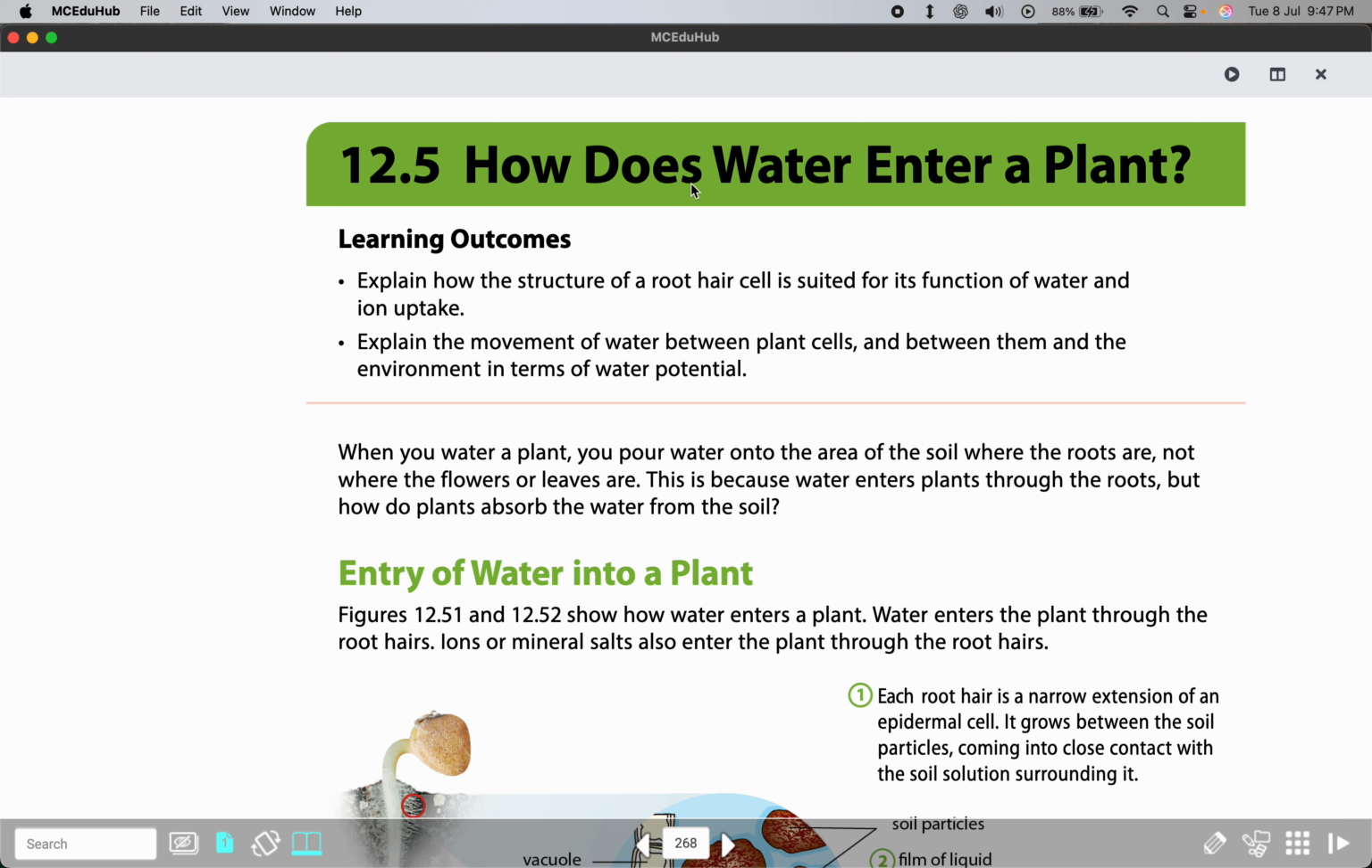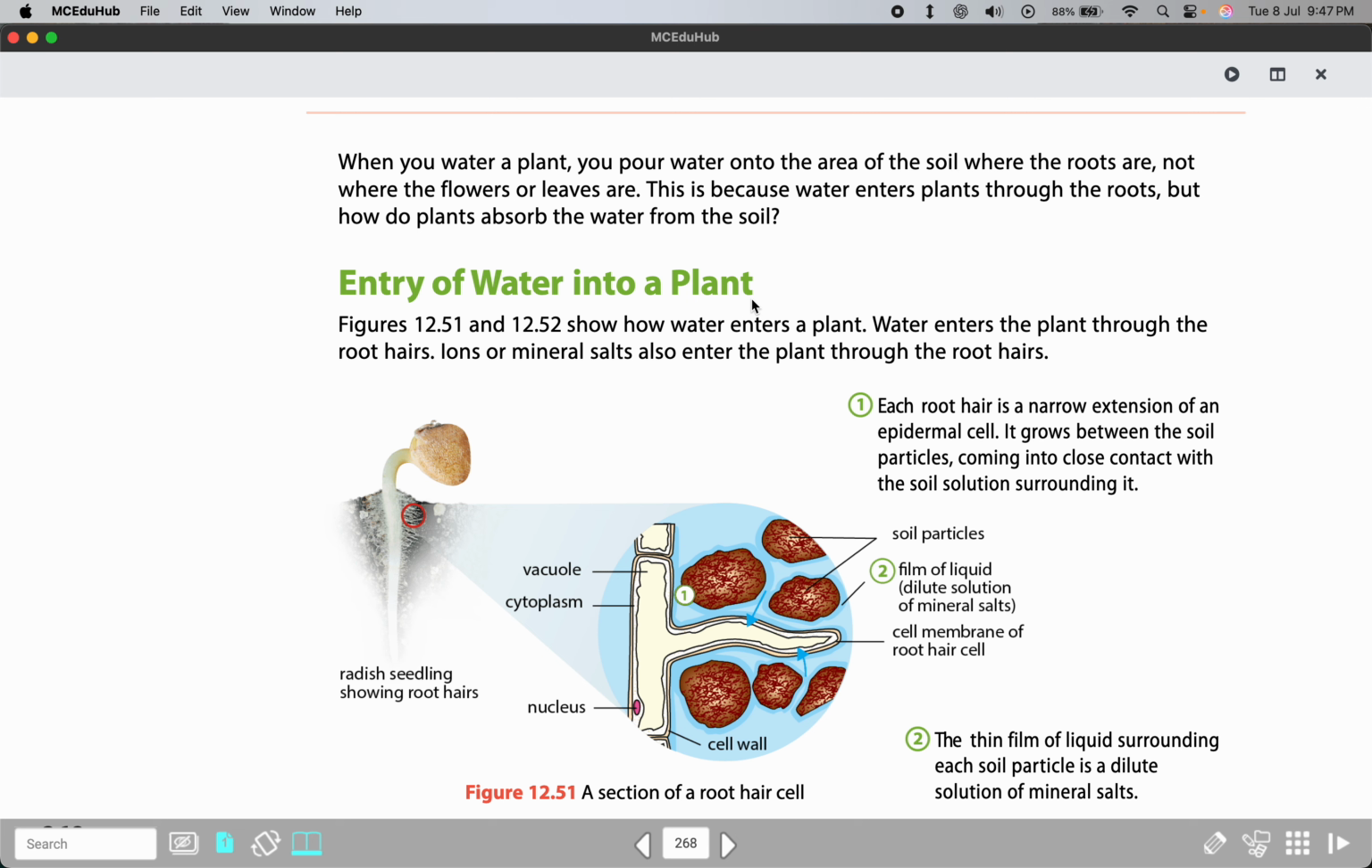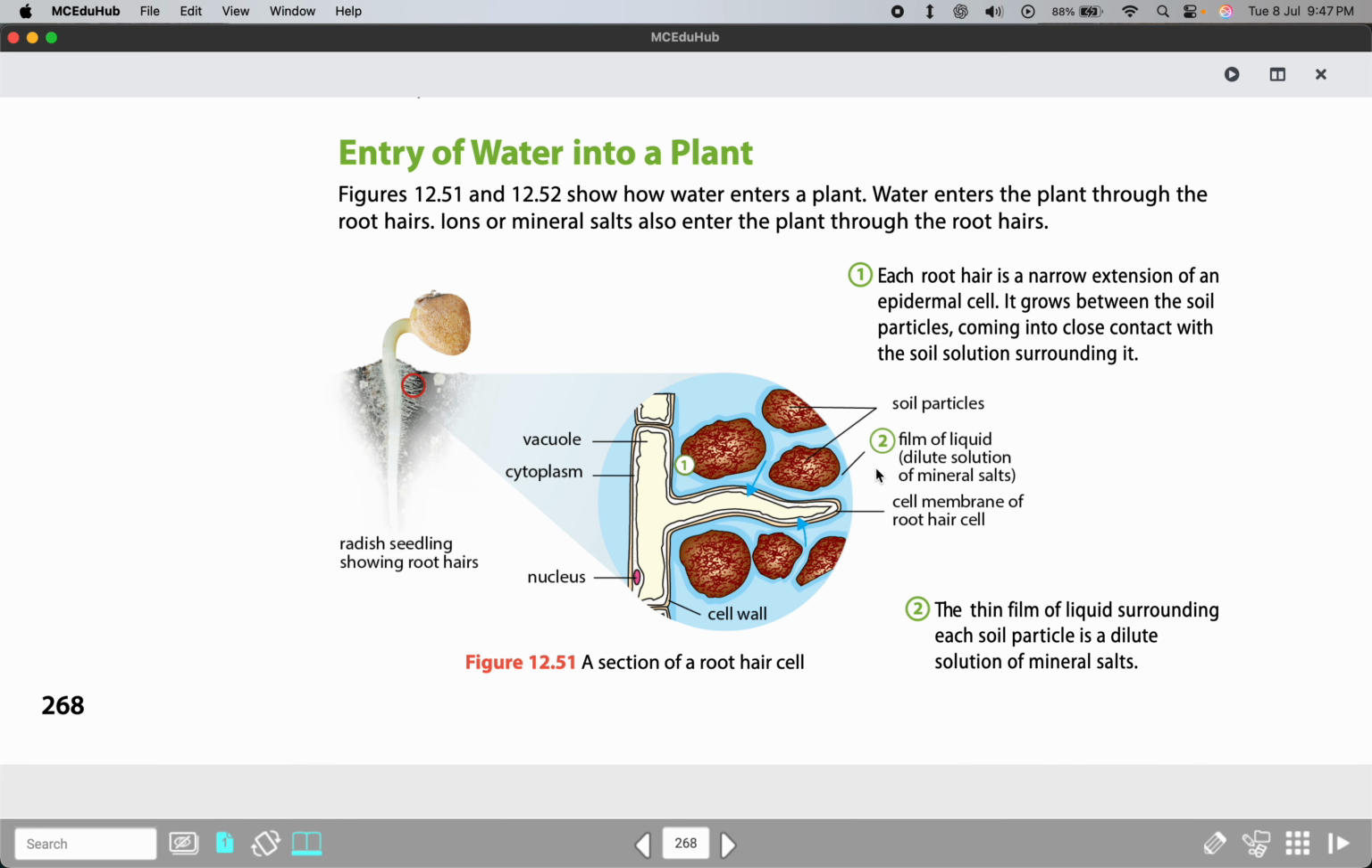But when we talk about water, we need to remember about the root hair cell, and we also need to talk about the movement of water between the plant cells using water potential. When you water a plant, you pour water into the soil where the roots are, and usually you don't pour it directly onto the flower or onto the leaf, because that will actually suffocate the flower or the leaf. So we know that water will enter the plant through the roots, but how does a plant actually absorb water from the soil? Let's take a look at this picture.